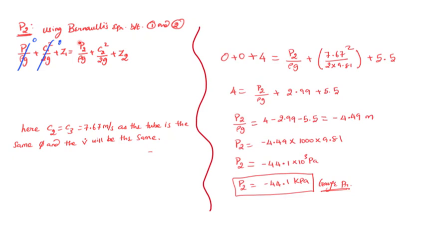Look at this. So 0 plus 0, Z1 is 4 meters, equals P2 by rho g plus C2, which I know is 7.67 squared divided by 2 times gravity, plus the elevation 5.5. All that I'm doing is just simplifying the equation, and I get the pressure to be negative 44.1 kilopascals.